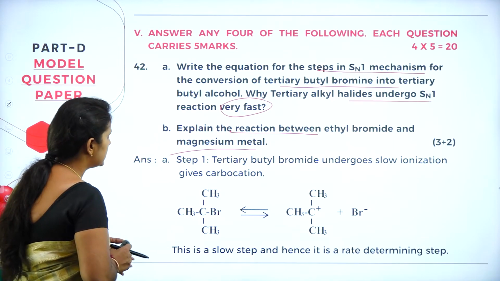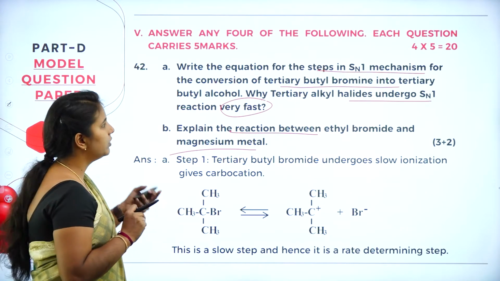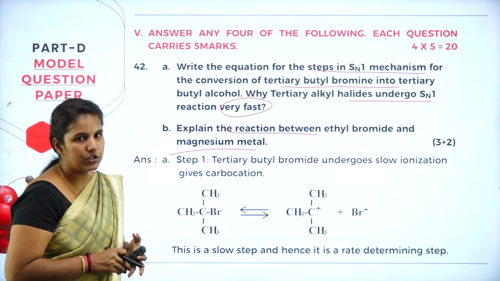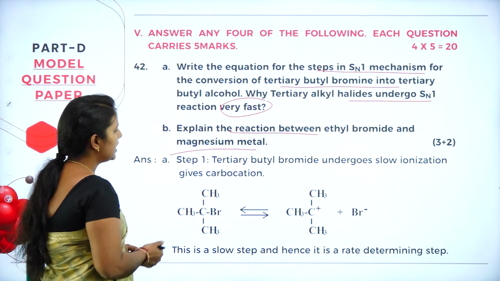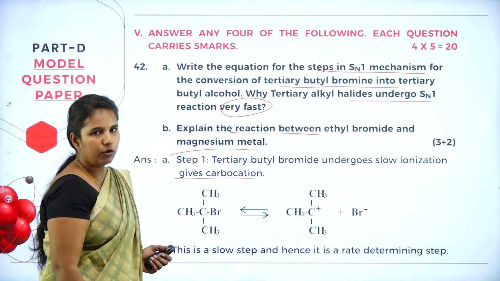Coming to the mechanism, you need to write the 2-step reaction mechanism here for the SN1 reaction. The first step goes like this. The first step is nothing but the formation of a carbocation.